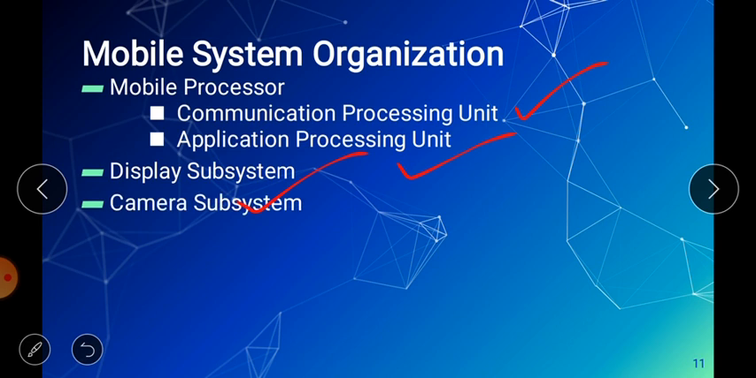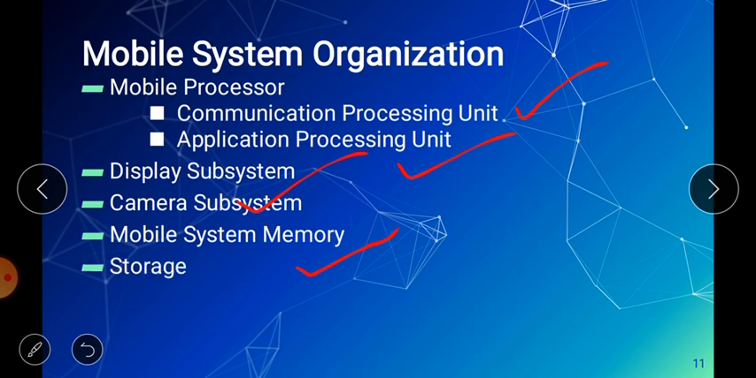Now next is the camera subsystem. You are all familiar. So what is the use of the camera subsystem? In order to capture pictures and videos. The next is mobile system memory, that is the internal memory of the mobile, and the storage, this is the external memory of the mobile.